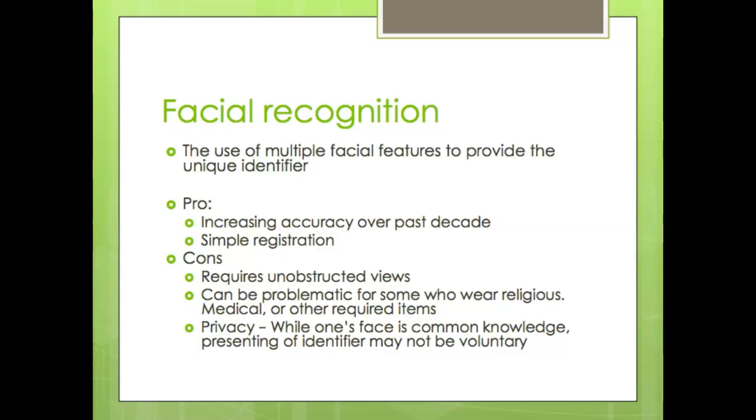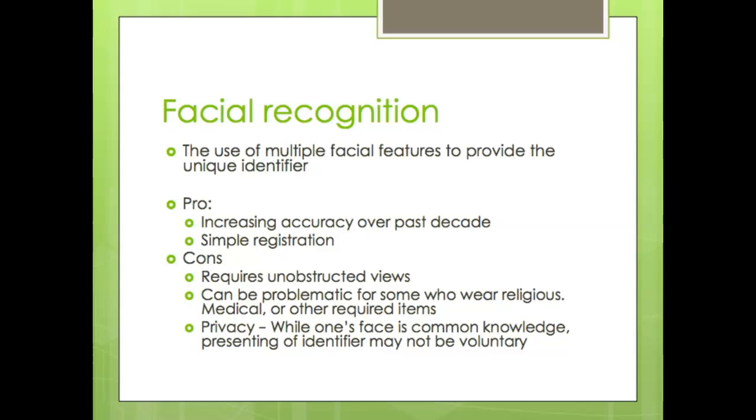Now, they're getting more and more accurate, especially over the last 10 years. And registration is pretty simple. You normally take 3 controlled pictures of someone and upload it into the software. And generally speaking, that's enough to get somebody registered. Now, the problem with facial recognition is it requires an unobstructed view.